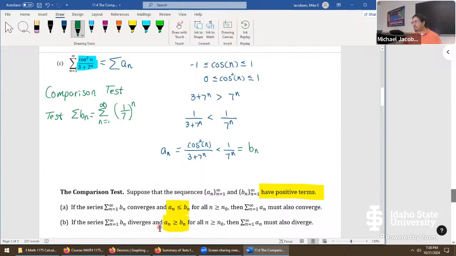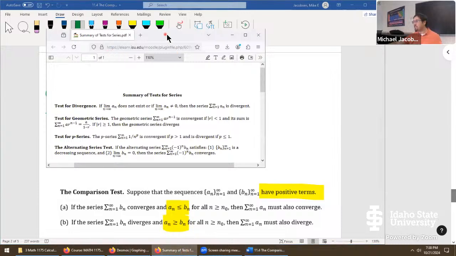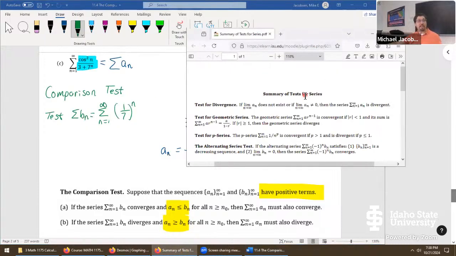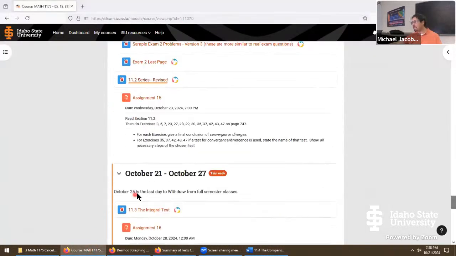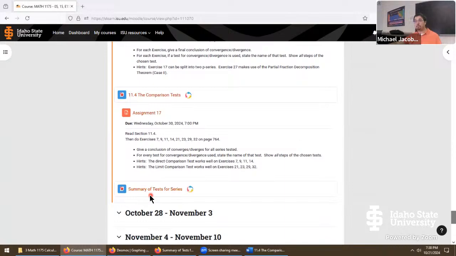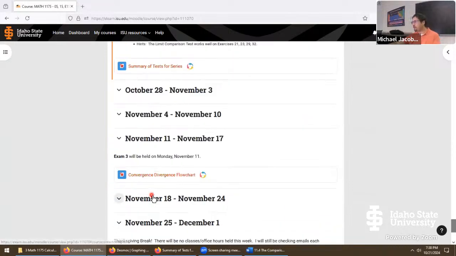That's kind of helpful for us because now if we go to our summary of tests, this document, by the way, I think I might have forgot to mention where it came from. This document is found right here on Moodle, summary for tests. We also had a flow chart. I just decided to park it way down here under exam 3.